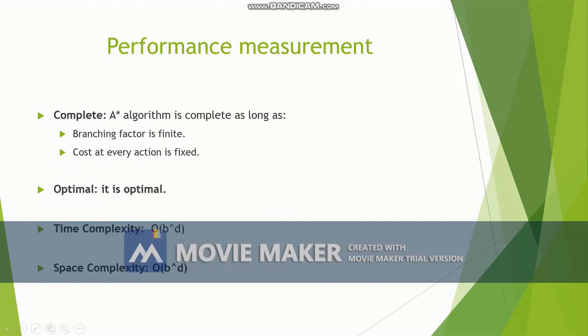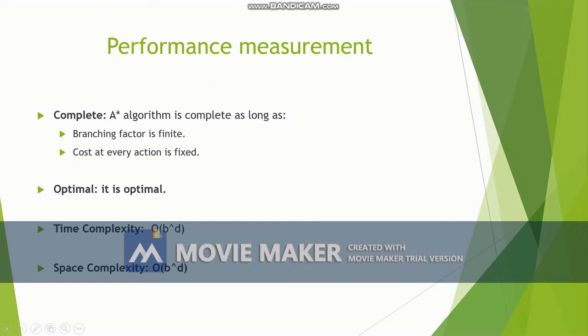Let's see the performance of this algorithm. First of all, I have already said it is complete, and whether it is complete or not depends on what? The branching factor being finite. What is the branching factor? The number of nodes that a particular node can have. So if a particular node has a finite number of children, then the branching factor is finite. And the cost of every action is fixed.